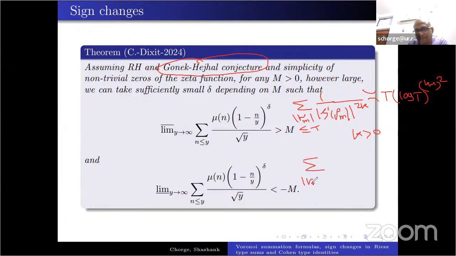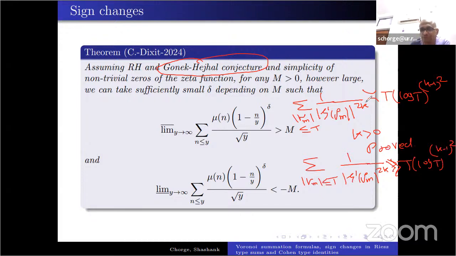So the sum up to T of the zeta prime raised to 2k is greater than T times log T raised to k minus 1 the whole. So this has been proved. The upper bound has not been proved. The upper bound is a little tricky to prove, so that is why we had to assume the conjecture. But for the lower bound, we don't need to assume anything. This is just using the Riemann hypothesis and simplicity, etc. This has been proved.